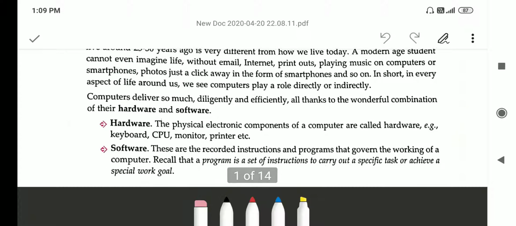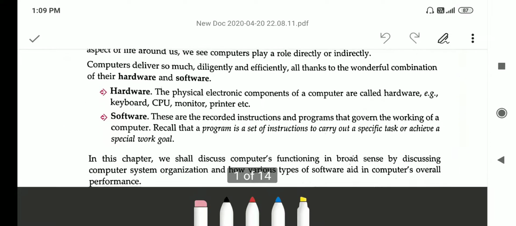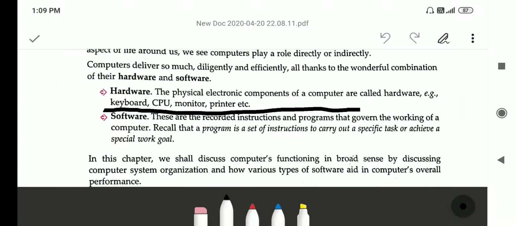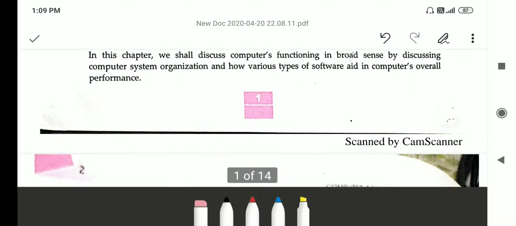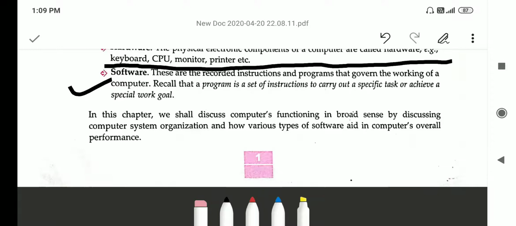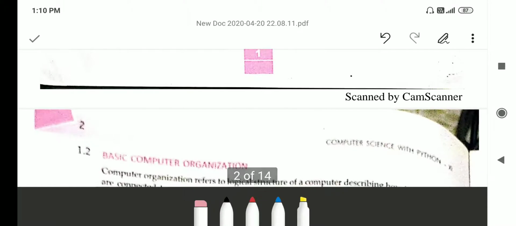Now, in the computer system overview, we will understand hardware and software. Hardware means the physical electronic components of a computer that we can touch, we can feel, we can see. Software is the recorded instructions of the program that govern the working of the computer. This is written here. Software you can see only, you can't touch, and hardware you can see and touch also. Software means code that you can write and type with the help of English, maths and some symbols, but you can't touch it physically.